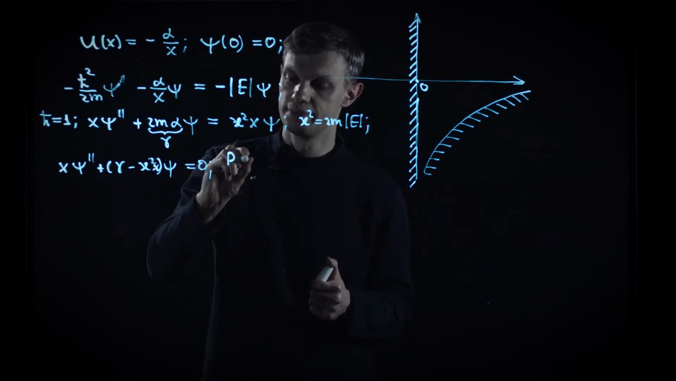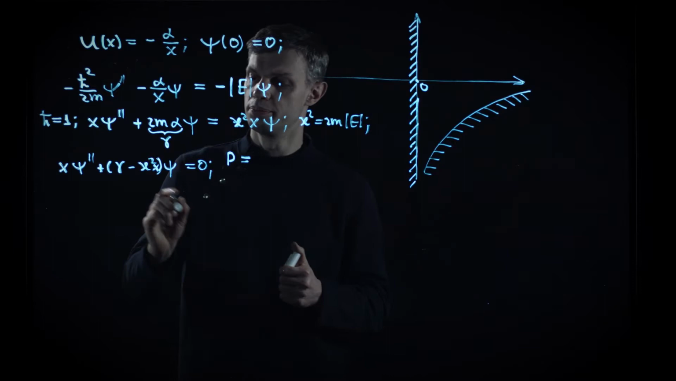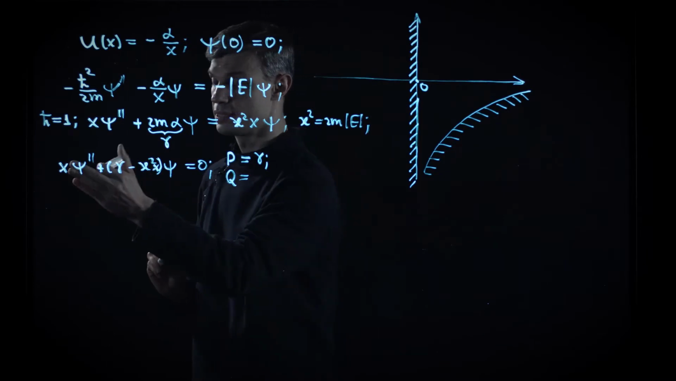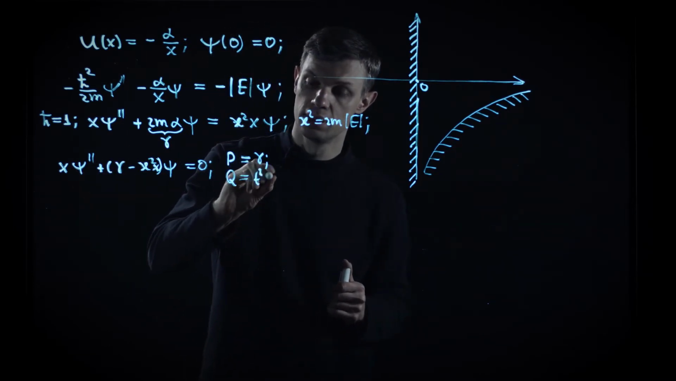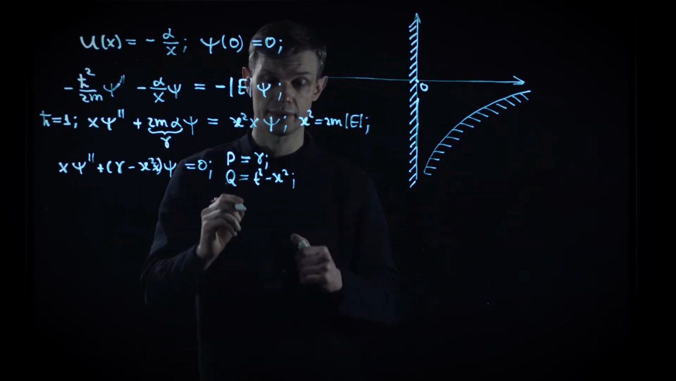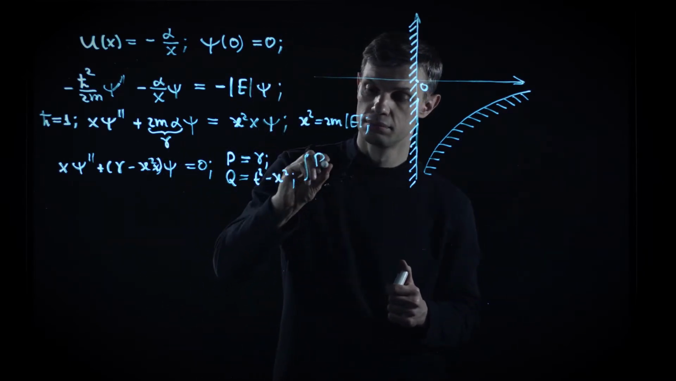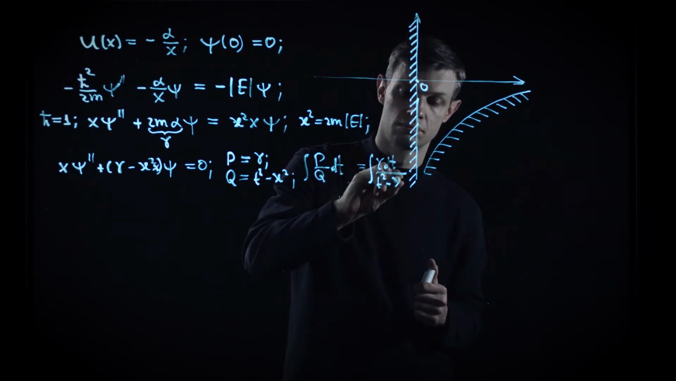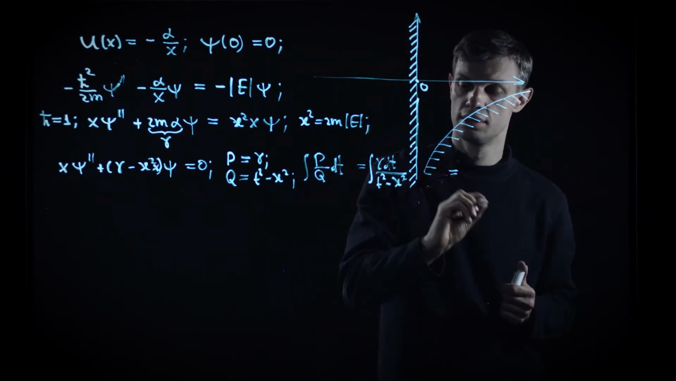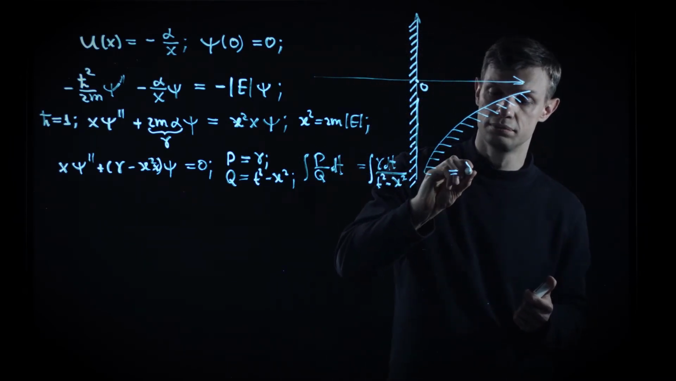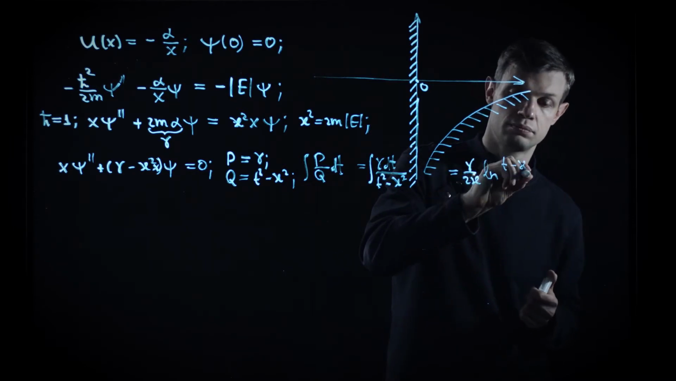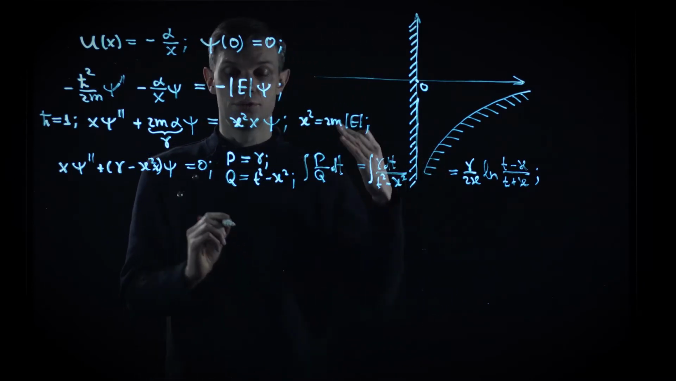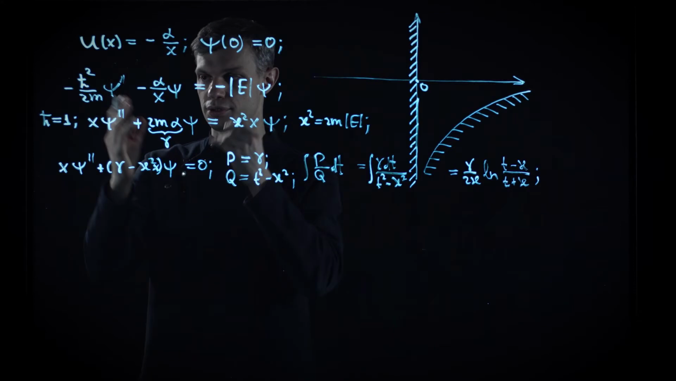Let's analyze this equation using our Laplace-type technique. So, the P and Q polynomials: the P polynomial is simply gamma, and the Q polynomial is t squared minus kappa squared. Let's perform the integration. The integration gives us just the log function. Finally, we can write down all our building blocks for the solution of this equation.